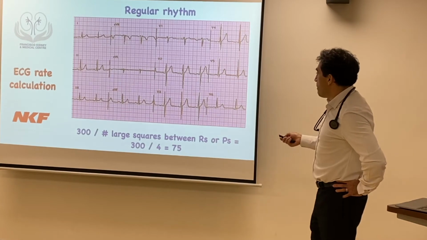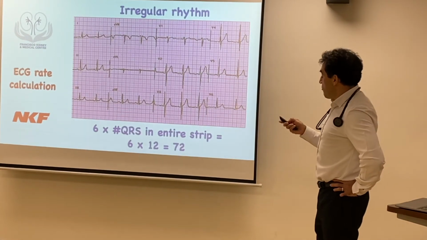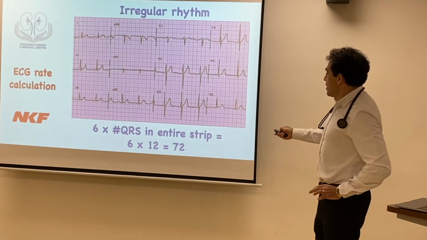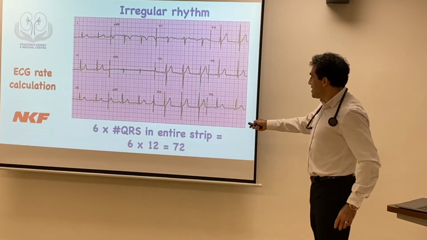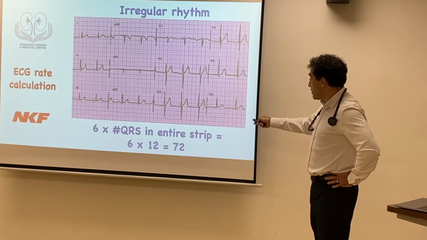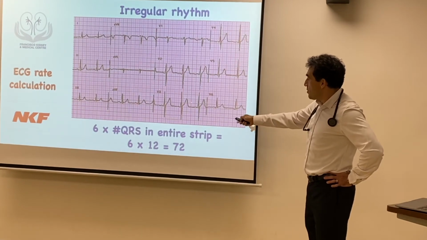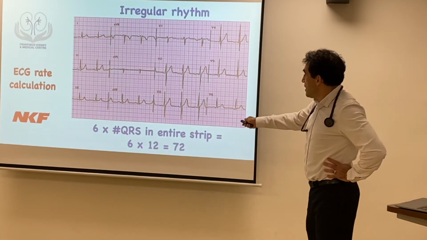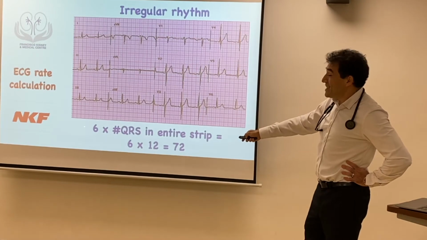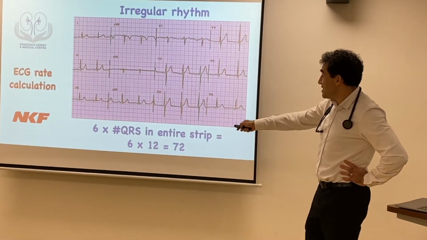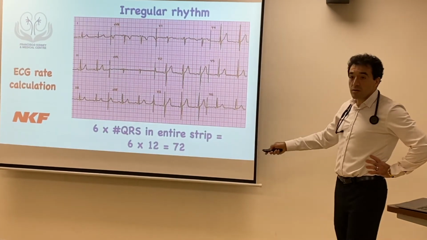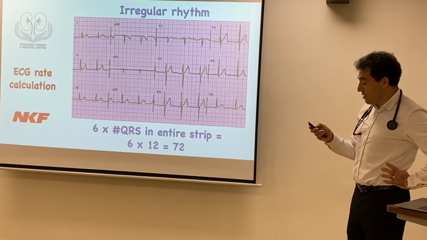But if the rhythm is irregular, it's the same ECG, but I'm just going to pretend that these lines that divide the leads are a QRS complex. So imagine that now there is one, there's another, a third, a fourth, this is just fake, just for you to understand. This is the whole strip, you imagine this is 2. If that happens, you multiply 6 by the number of QRS complexes in the entire strip. So in this case it will be 12, so 6 times 12 is 72, if the rhythm is irregular.